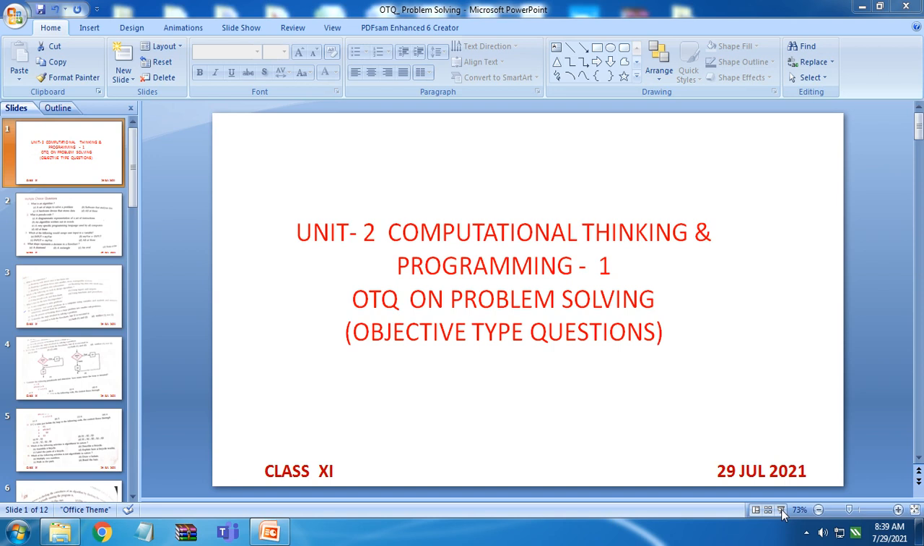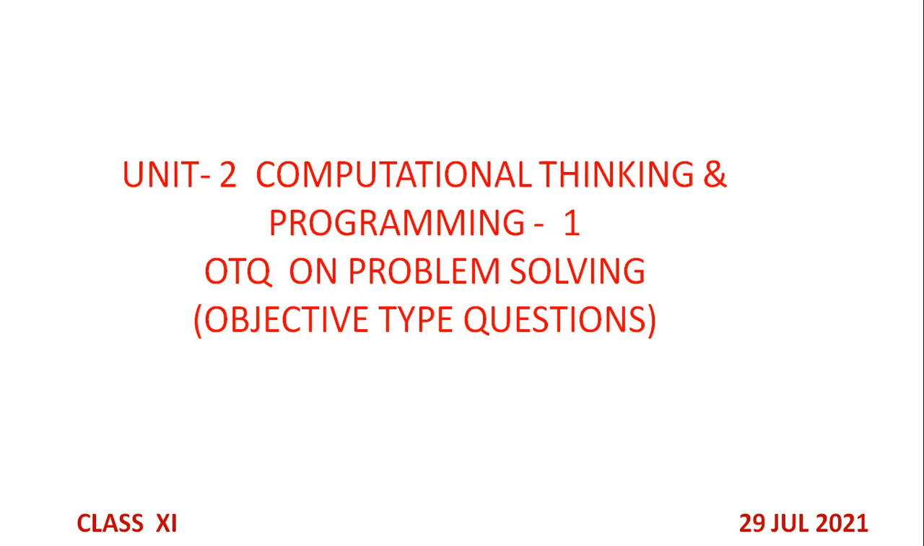And today, let us see the OTQ, that is objective type question answers, on the chapter problem solving. As you know, problem solving involves algorithms, flowcharts, pseudocode, and how to write a solution for a given problem, and decomposition, how the problem can be divided into smaller units. These all things we have discussed in the problem solving methodology. Let us see some of the objective type questions on this chapter.